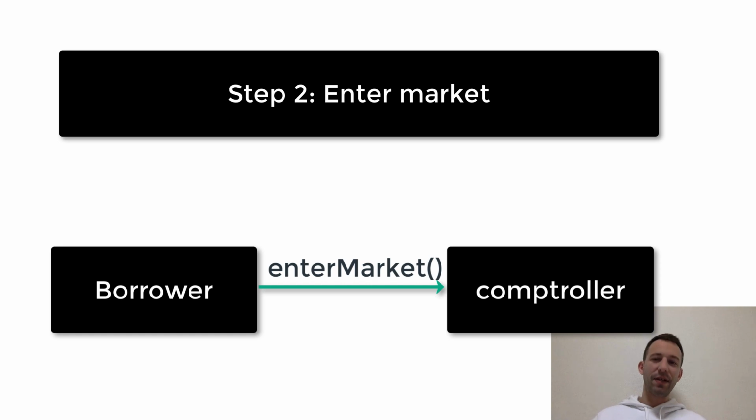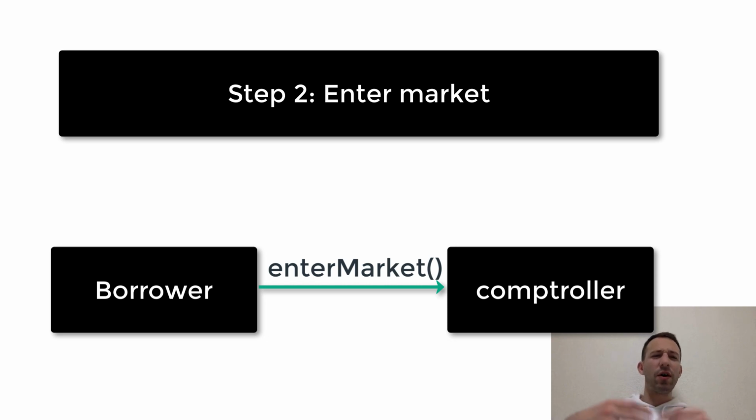The second step is to call the enterMarkets function in the Comptroller smart contract. And by calling this function, you specify to the Compound system that you are willing to use a certain set of tokens as collateral for borrowing other tokens. So you might wonder, well, this is a bit strange that we have to do this.